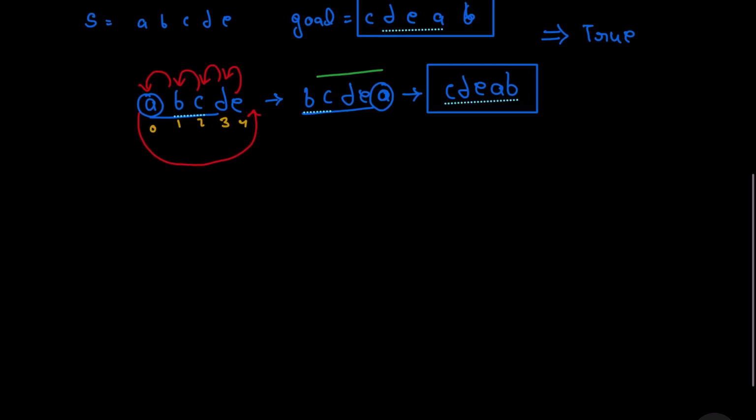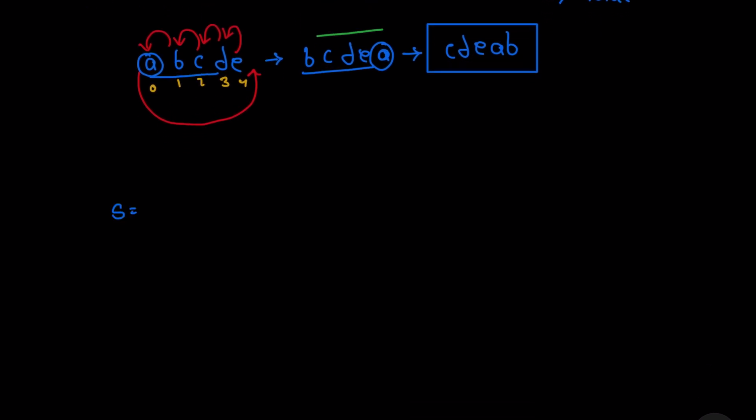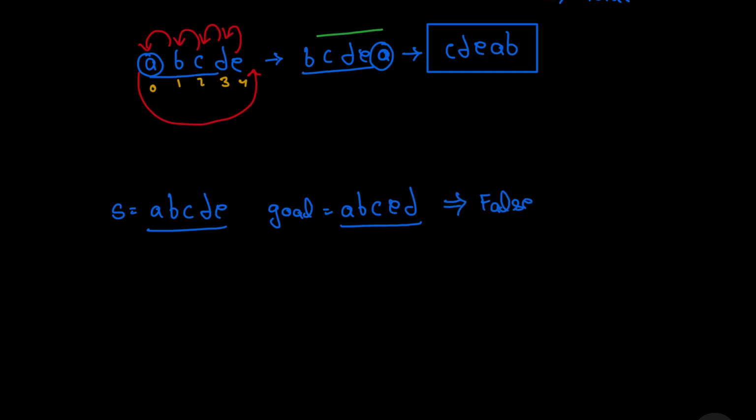In the second example, you have string S equal to A, B, C, D, E, and you have another string goal equal to A, B, C, E, D. Now you can try rotating A, B, C, D, E to form A, B, C, E, D, and you will realize that there is no way you can do this. So in this case, the answer happens to be false. Now the question is, how do we do this programmatically?